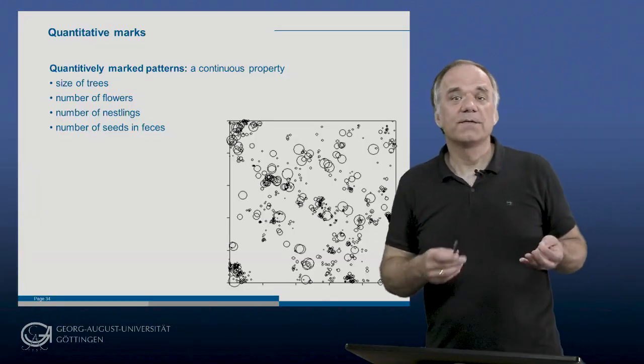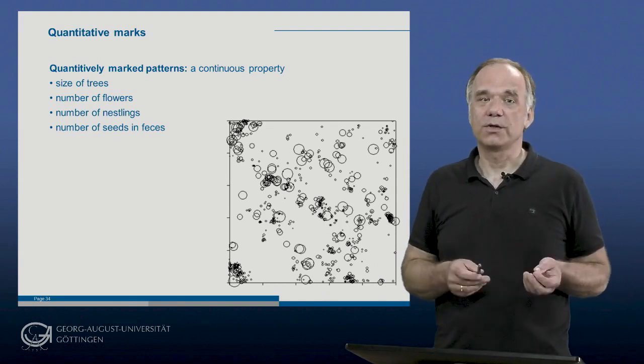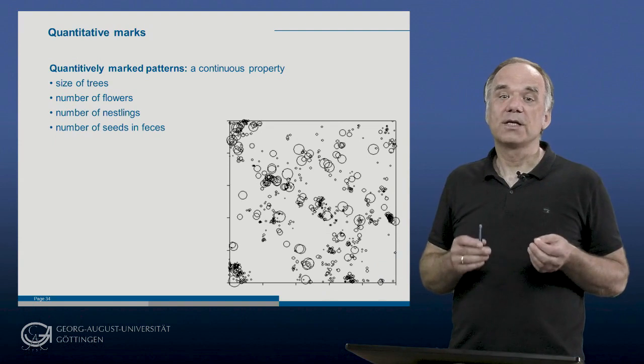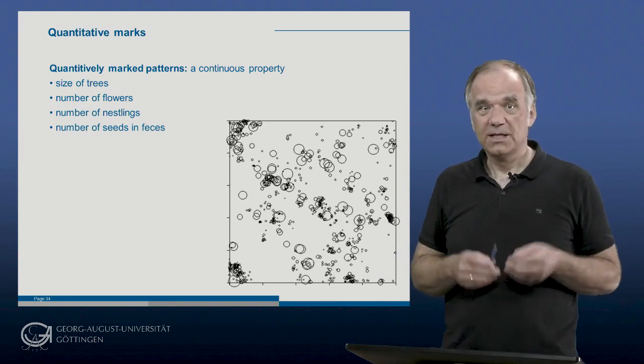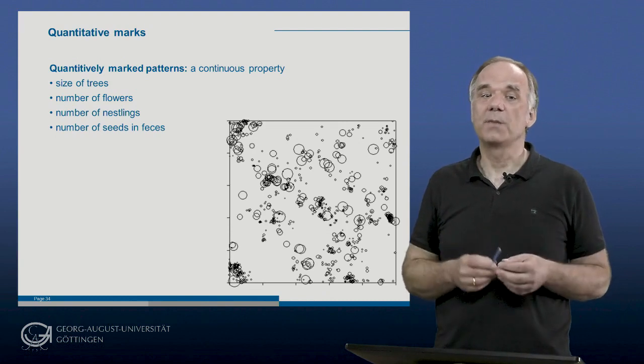We will now turn our attention to a third important data type in ecology. These are quantitatively marked patterns. In this case we have a univariate pattern, but our data contain additional information on each point. This information is in general called mark. Here we have a specific type of mark, a continuous or quantitative mark.